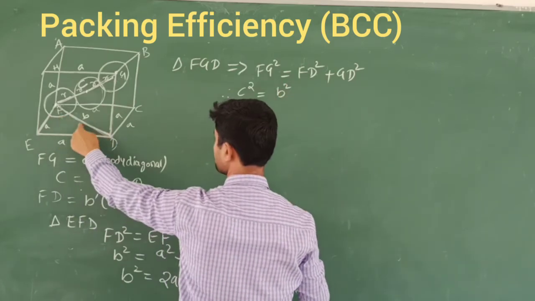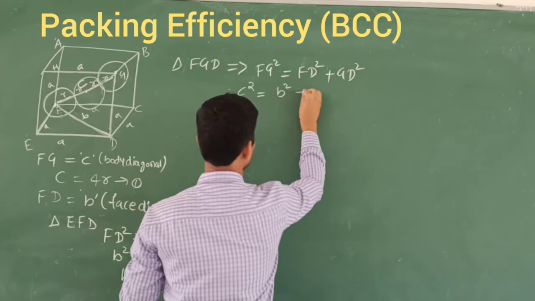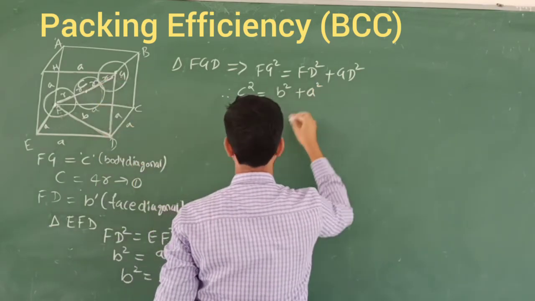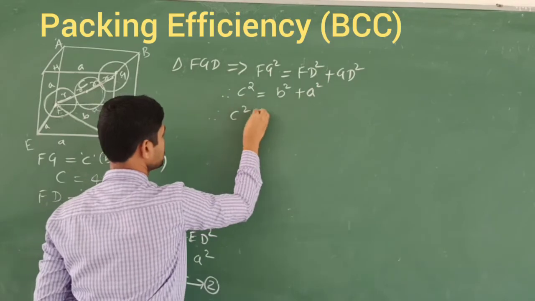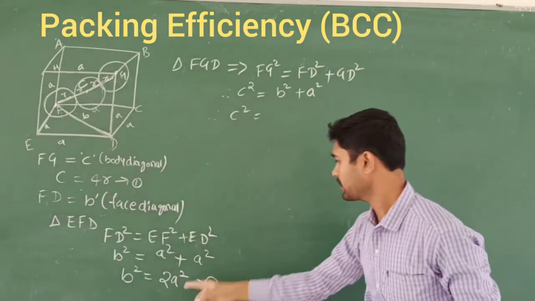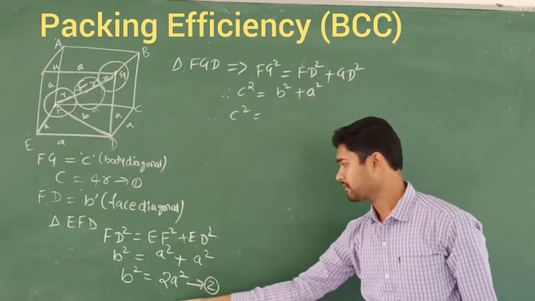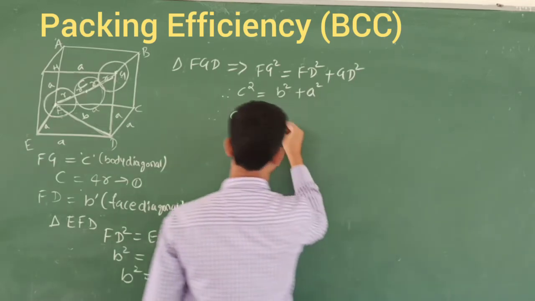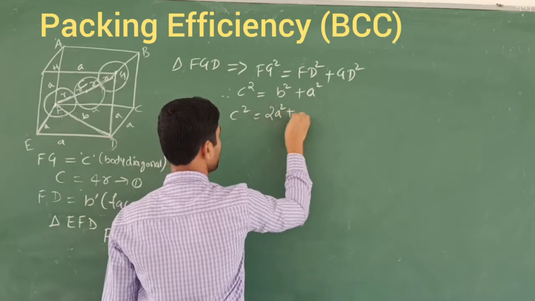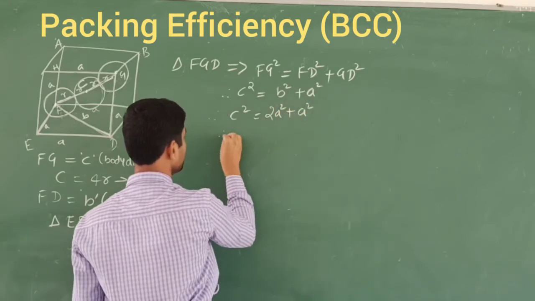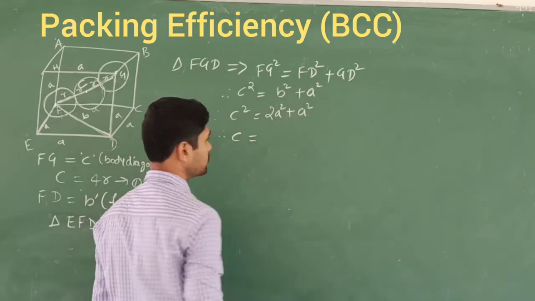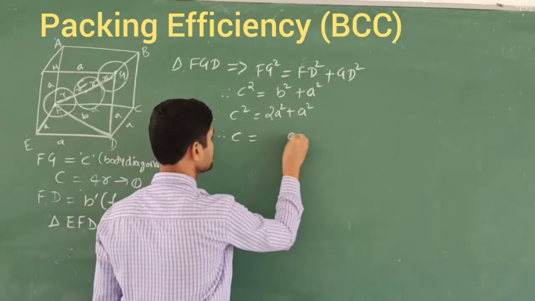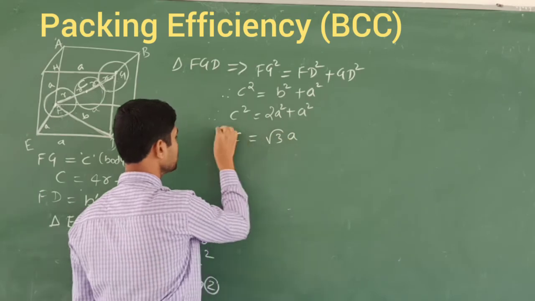FD is nothing but B, because this is a face diagonal, plus GD square. GD is A square. So you know that C square is equal to, what is the value of B square? From equation 2, B square, I am going to substitute the value of 2A square. 2A square plus A square, that should be C. After we take the square root, I am going to get the value as square root 3.